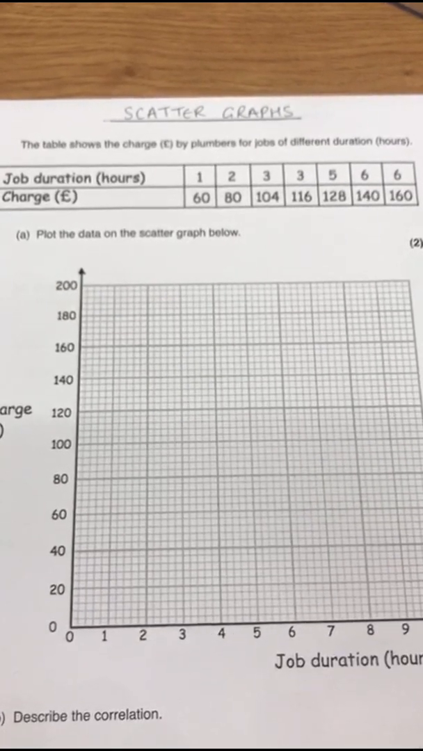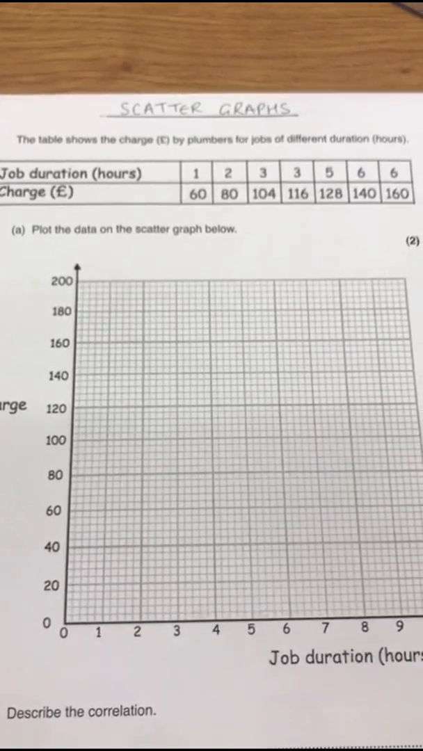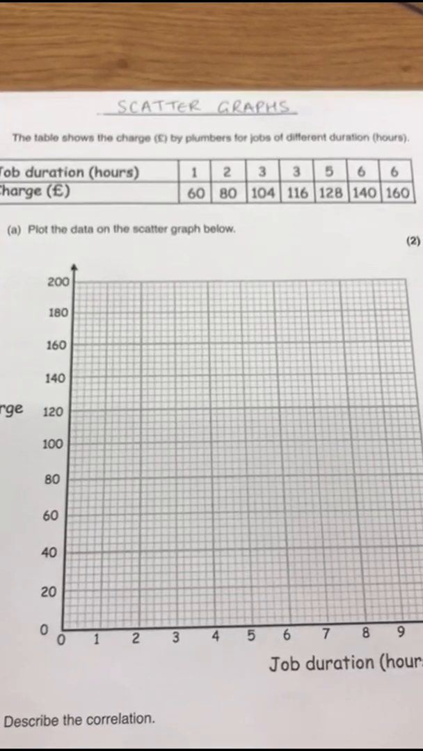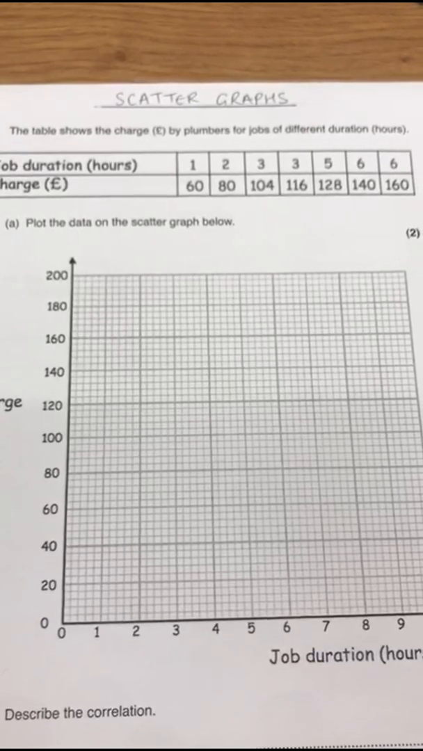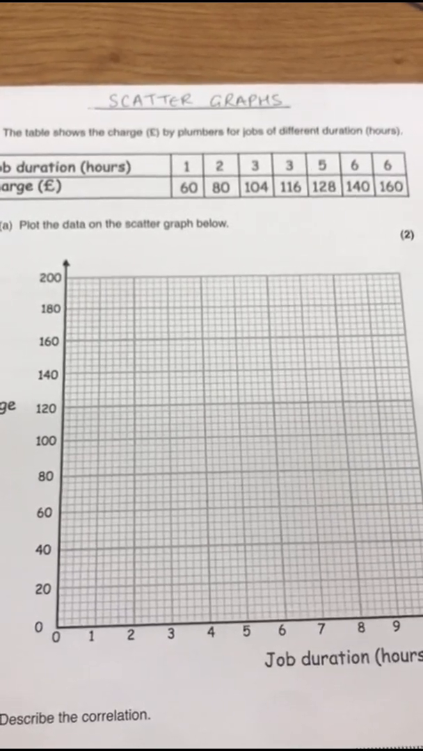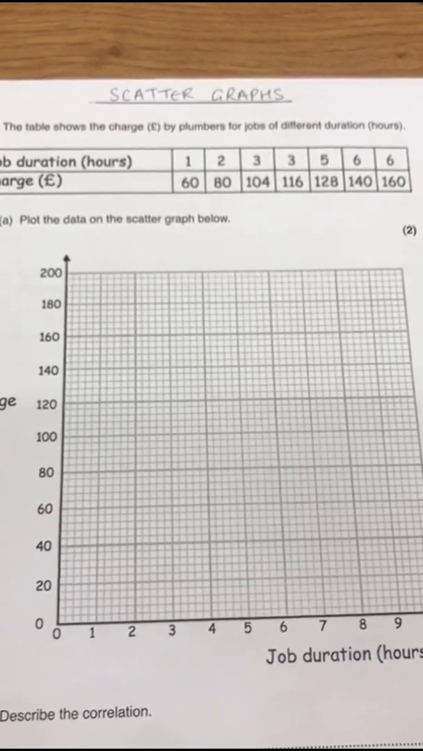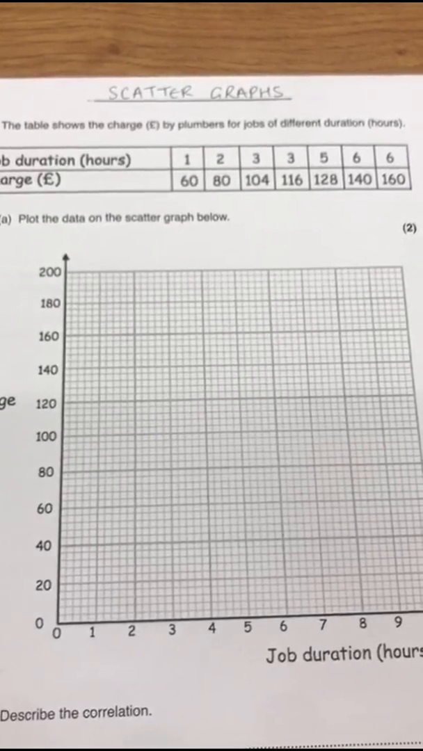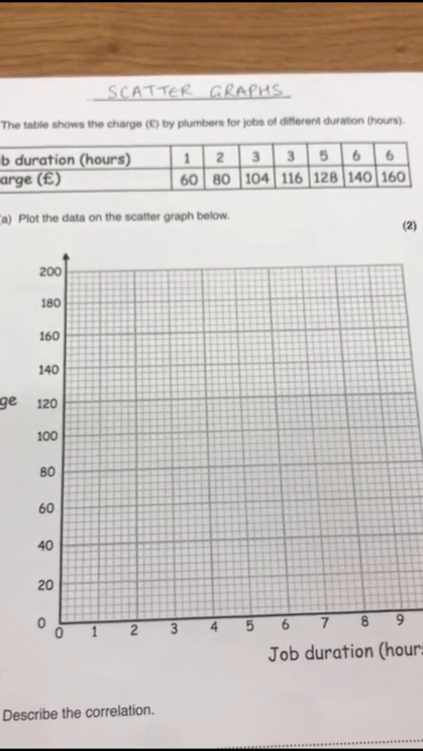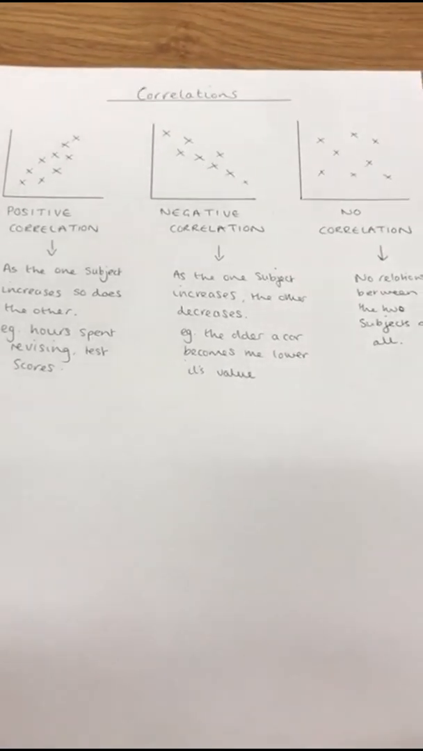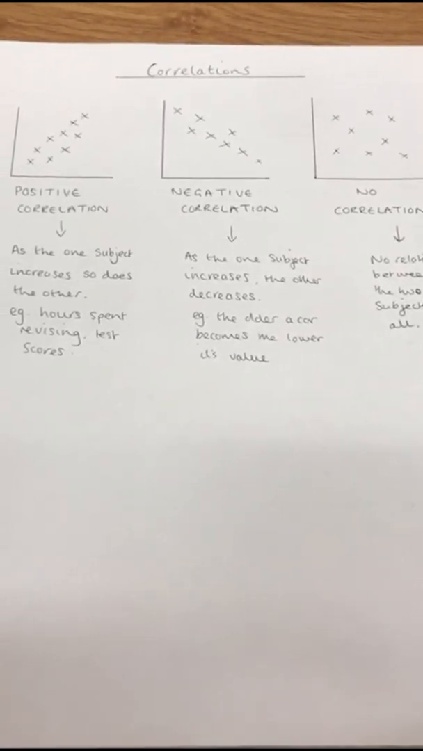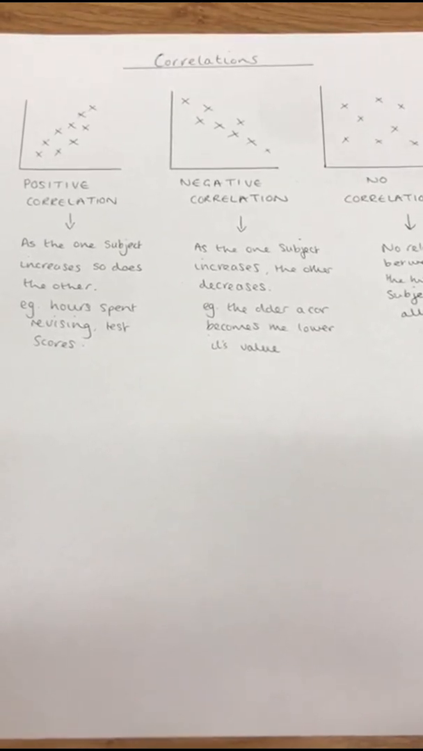Hi, in this lesson we're going to be looking at scatter graphs. Now, scatter graphs are a type of graph that looks at the relationship between two different subjects. If there is a relationship between the two different subjects, then they can also be used to make estimations for data that you may not have information on. Now, in scatter graphs, they use this word correlation, which describes the relationships between the two different subjects.